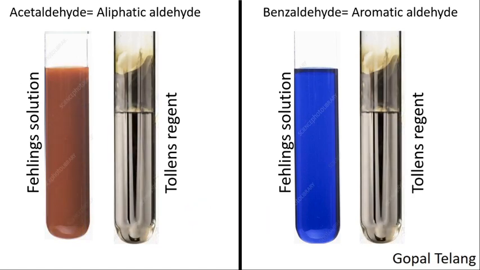As we observe, the first test tube is converted from blue to a brown red precipitate, but the third test tube, observe carefully, shows no color change, no visible change, and therefore we can say that Fehling solution reacts with aliphatic aldehydes but not with aromatic aldehydes. But the test tubes containing Tollens reagent show silver mirror formation. This shows aliphatic as well as aromatic aldehydes can be oxidized by Tollens reagent.